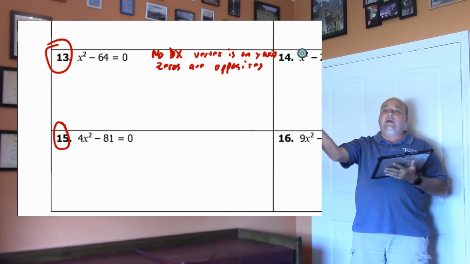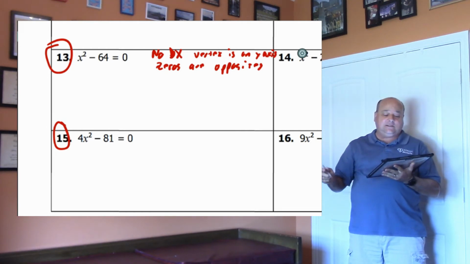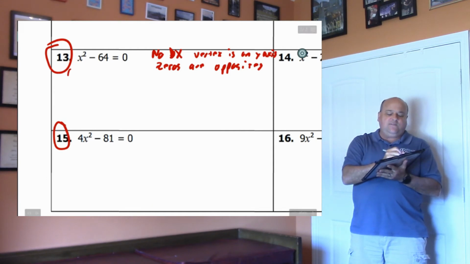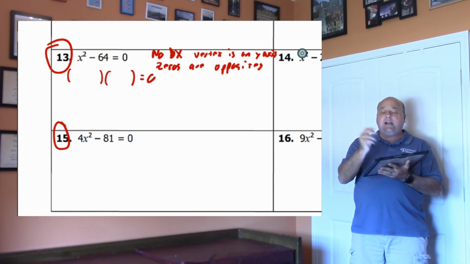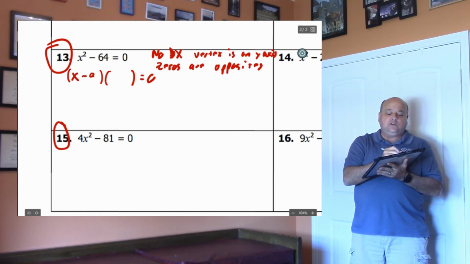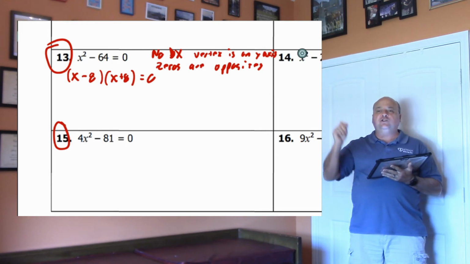They're on the other side. They're opposite sides of the y-axis. So on this one right here, we're going to factor this. And the factors of 64 that subtract to give us 0 are 8 and 8. So this is going to be x minus 8, x plus 8, because we want to add or subtract to get 0 because the bx terms go.